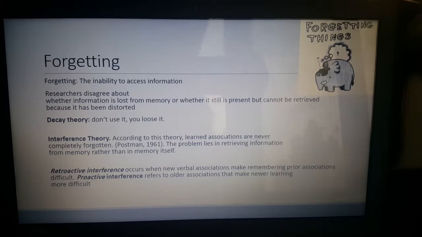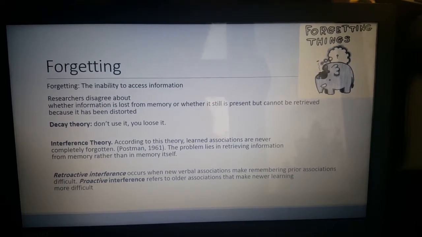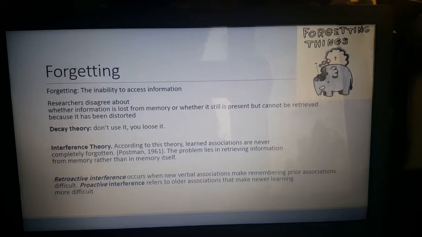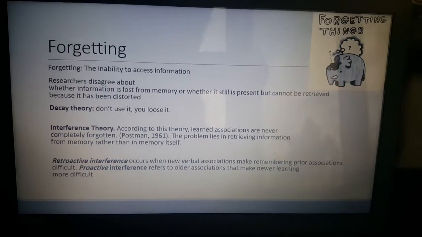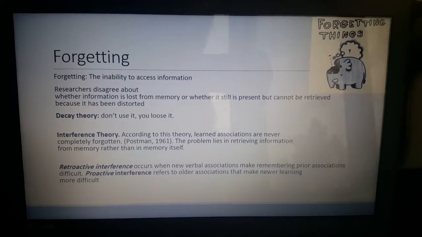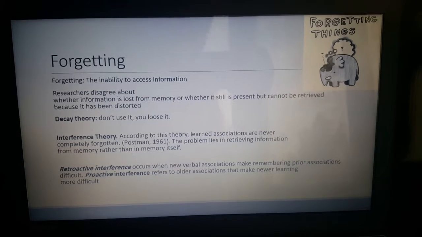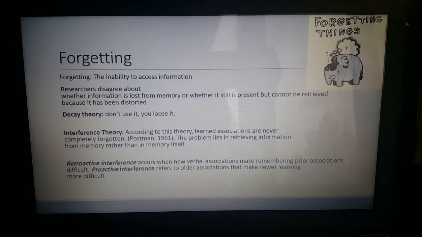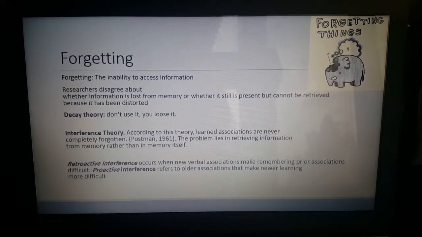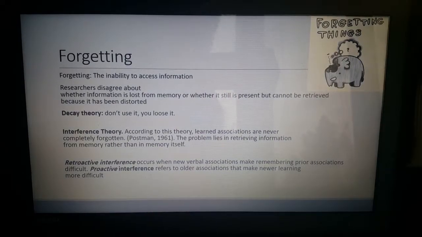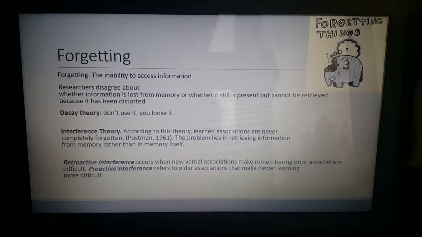The most known theories are the decay theory, which states that if you don't use it, you lose it, and the interference theory, which states that retroactive interference occurs when new verbal associations make remembering prior associations difficult, and proactive interference refers to older associations that make new learning more difficult.